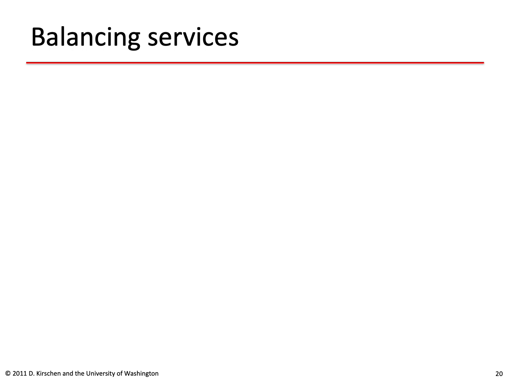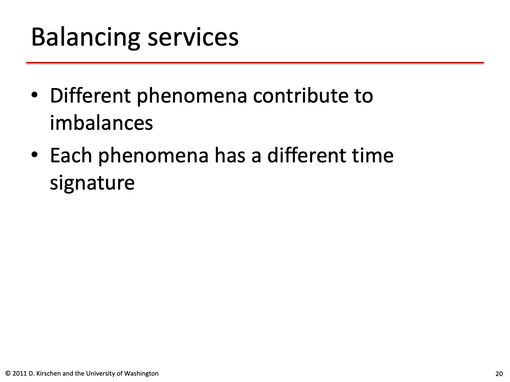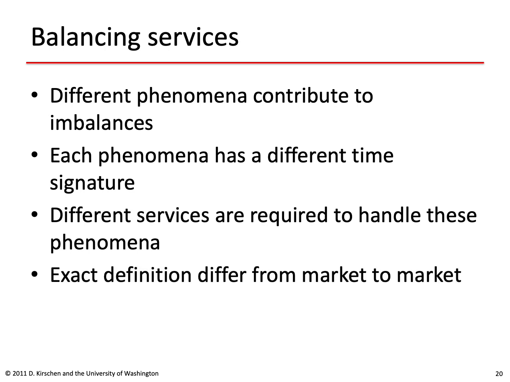Now, to deal with all these imbalances, we're going to need balancing services. But as we showed in the previous example, we have different phenomena due to these imbalances, and each of these phenomena has a different time signature. We're therefore going to require different services to handle these phenomena. And unfortunately, the exact definition of these services is going to differ from market to market. So when you are comparing services from different markets, you have to make sure that you are always talking about the same thing.